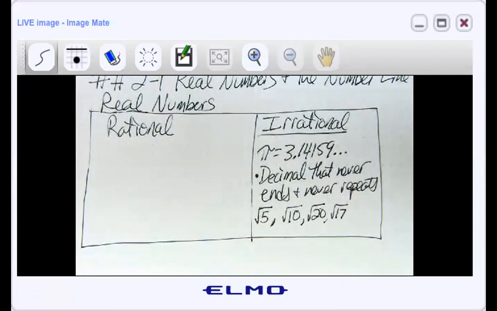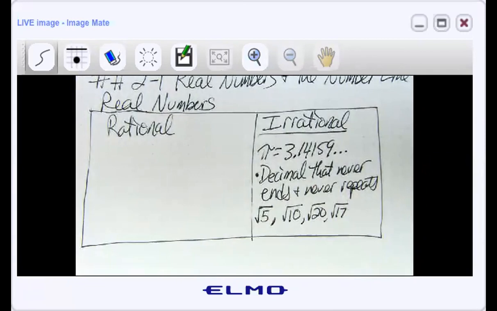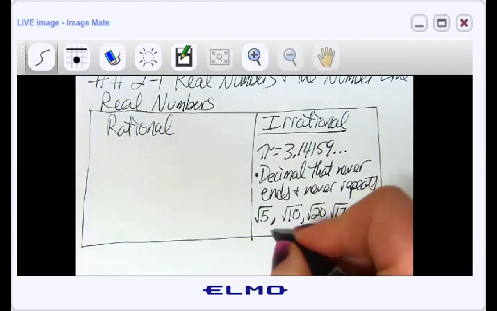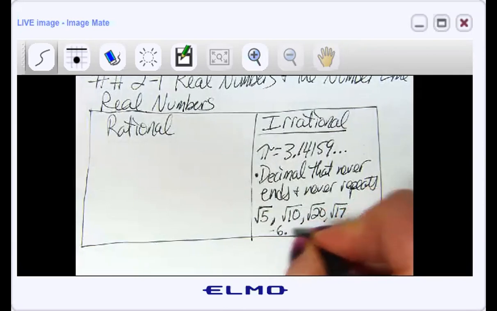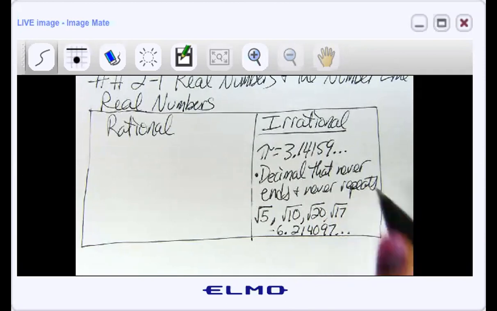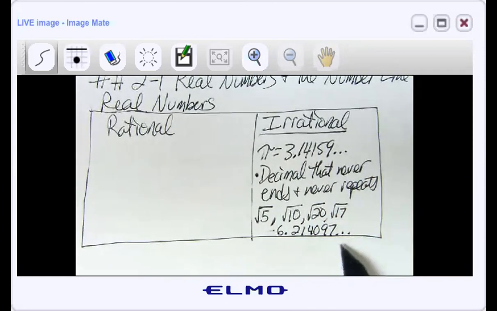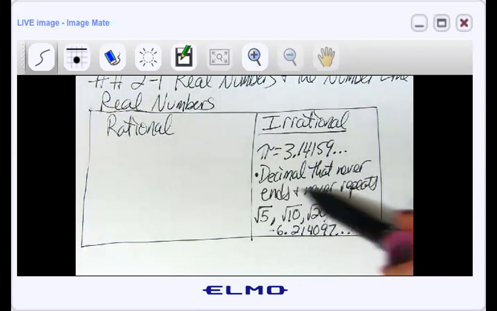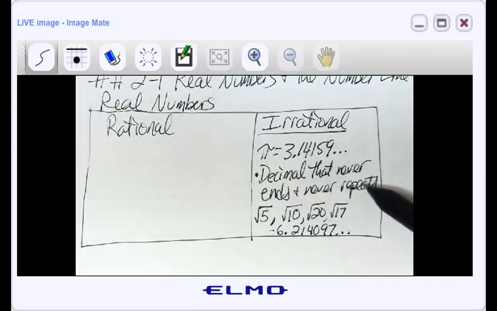Okay. There's plenty, like you could literally make up irrational numbers too. So you could say something like -6.214097... If you're going to make up your own, just make sure it's got the dots at the end and that you didn't do a repeating pattern in here. And now there it is. You just created an irrational number. There you go. So cool. So this is really the only requirement to be irrational. It's got to be a decimal that never ends and never repeats.